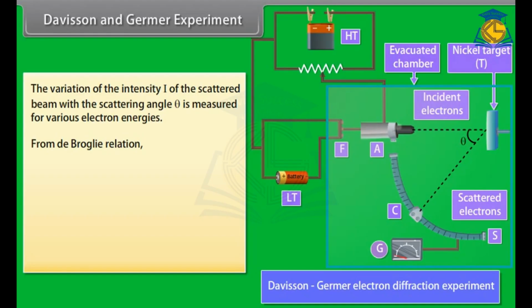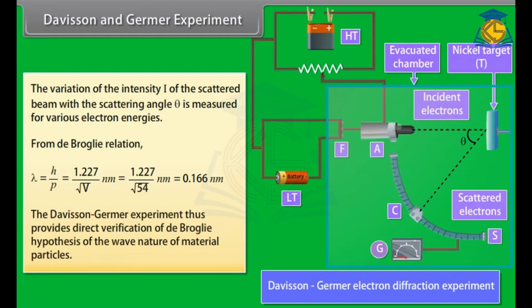For these electrons accelerated through a potential difference of 54 V, lambda is equal to h by p, which equals 1.227 by square root of V nanometer, which is equal to 1.227 by square root of 54 nanometer, which equals 0.166 nanometer. The Davisson-Germer experiment thus provides direct verification of the de Broglie hypothesis of the wave nature of material particles.